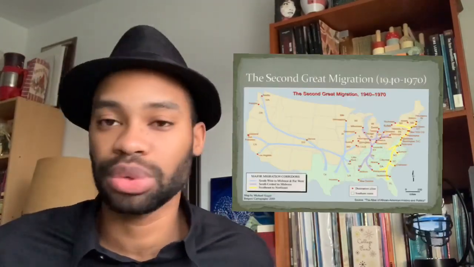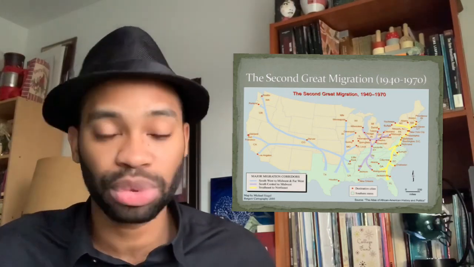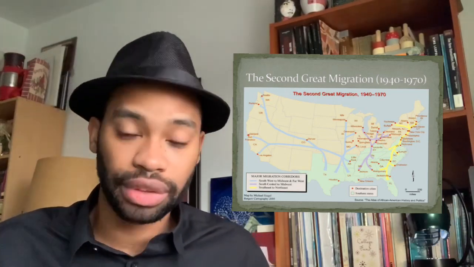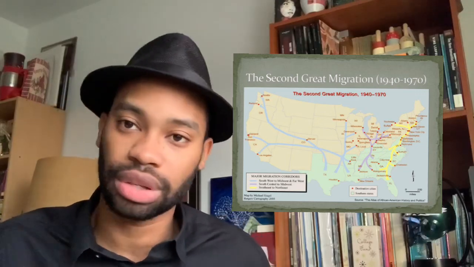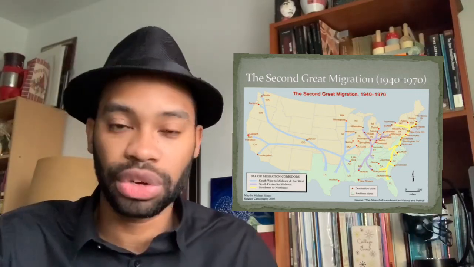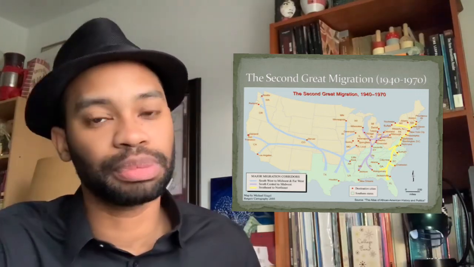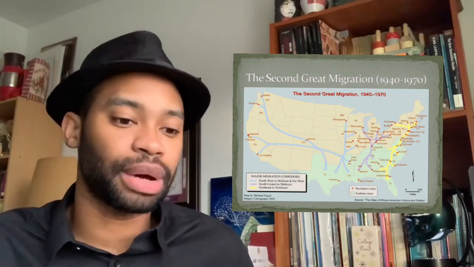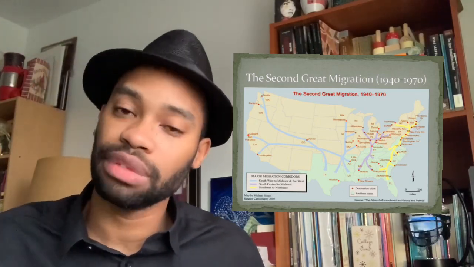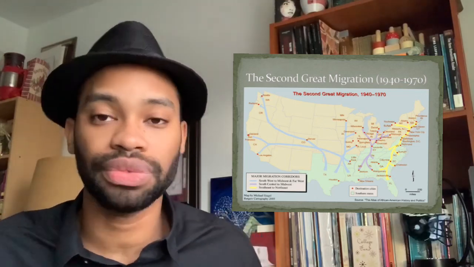The second migration happened after World War II. Once again, there were huge opportunities for African Americans, and so they moved out of the South and into the North and to the West, looking for jobs and greater opportunities. Before the Great Migration, 90% of African Americans were in the South. By 1970, 47% of African Americans either lived in the North or had lived in the West.